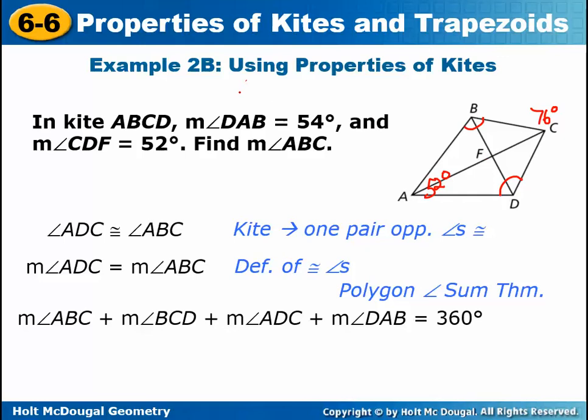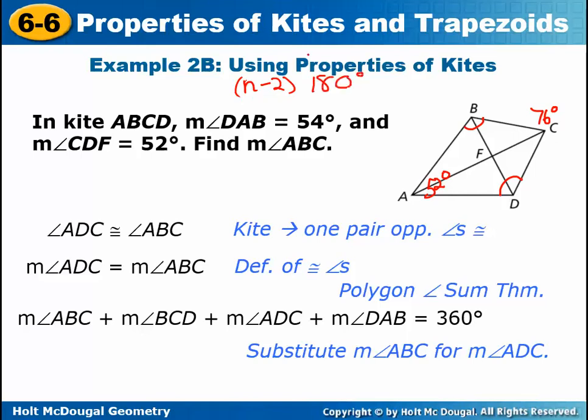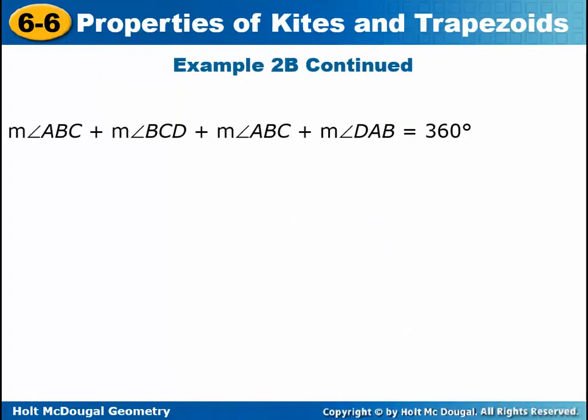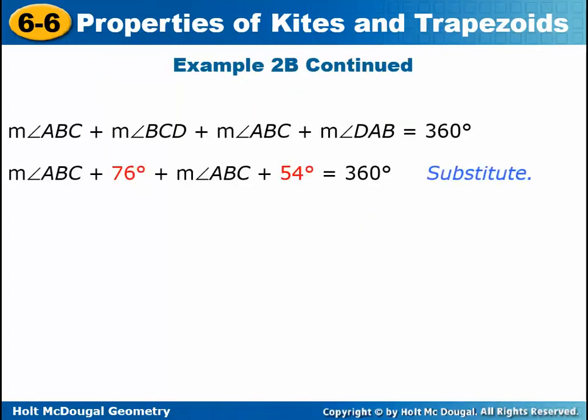This is from section 6.1. You could use the formula n minus 2 times 180 to find the sum of the interior angles. And it's 4 sides, so 4 minus 2 is 2, times 180 is 360. Every quadrilateral will have a sum of 360 degrees of all their interior angles. So we've got 52 plus 76 plus angle ABC plus angle ADC is going to equal 360.